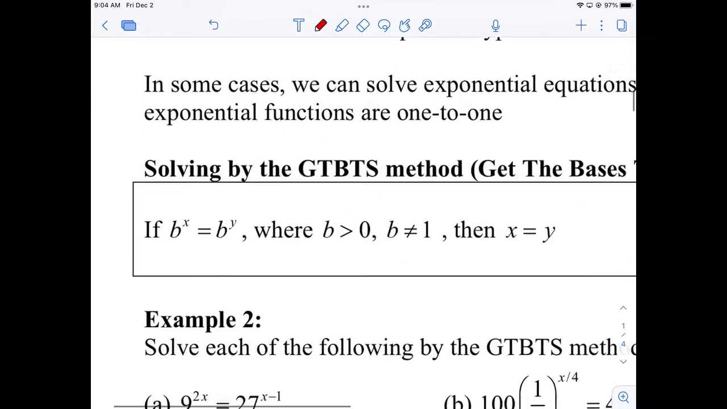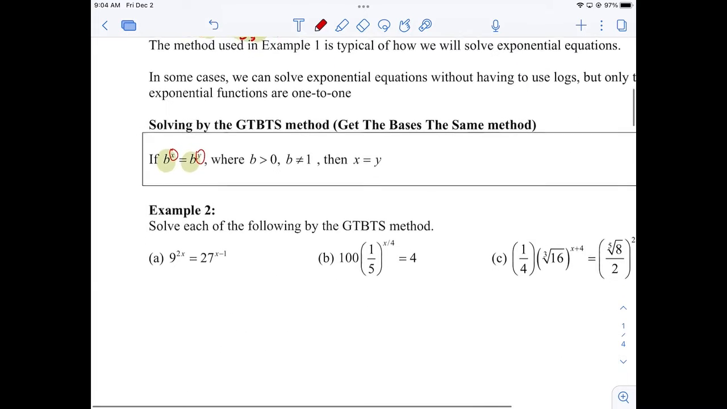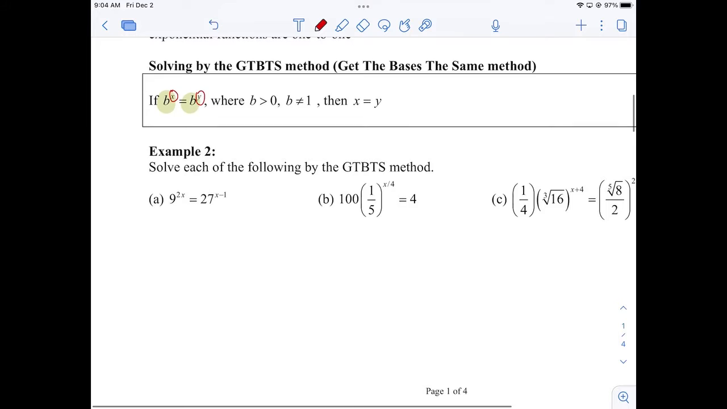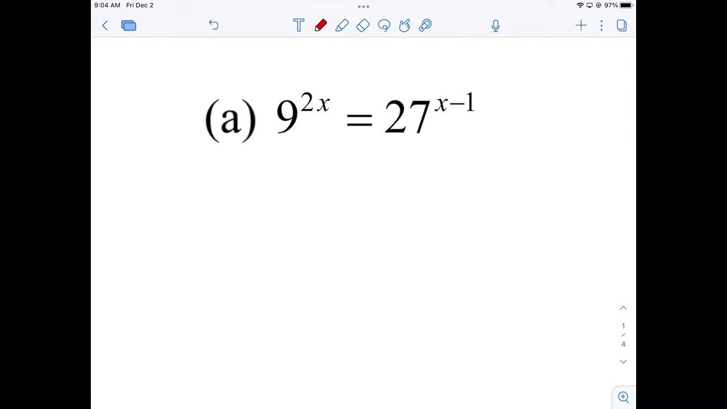This is called the GTBTS method, or the get the bases the same. Basically it says if you have b to the x equaling b to the y, then x has to equal y. If you can get the bases the same on both sides, then you can equate their exponents. It's because they're 1 to 1. Exponentials are 1 to 1. Let me show you what I mean over here. Solve each by the GTBTS method.